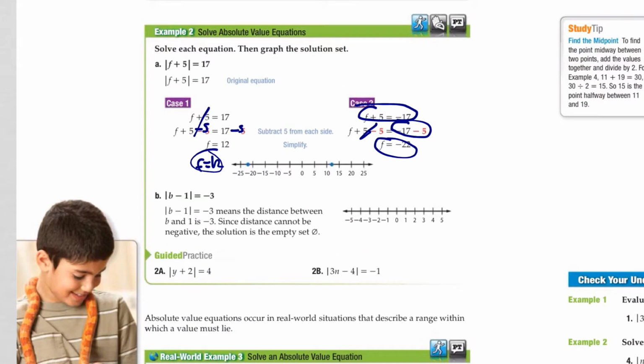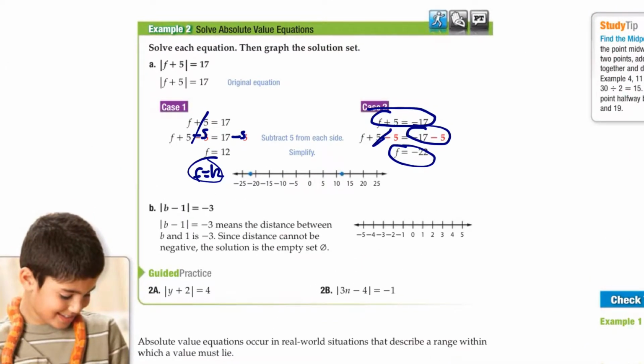Now, what ends up happening here is I end up getting 2 answers. Why? Because with absolute value, there are 2 distances. There are 2 different amounts of steps to get to 0. So with absolute value, remember, you're going to get 2 answers all the time if they don't tell you what the variable equals.